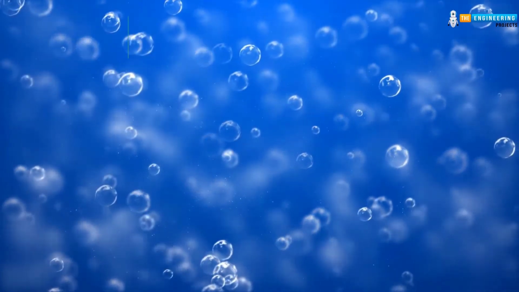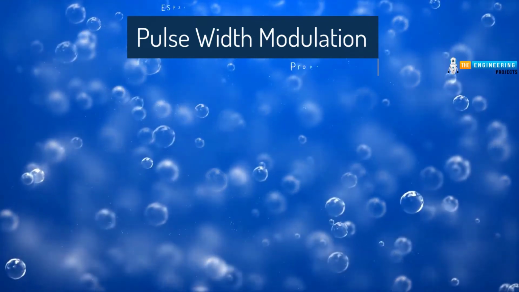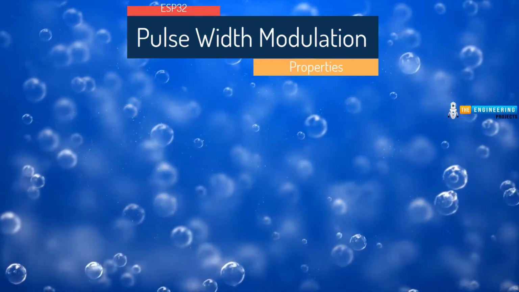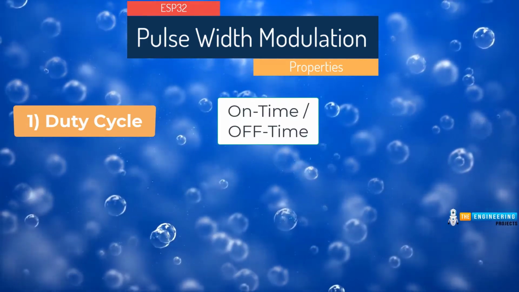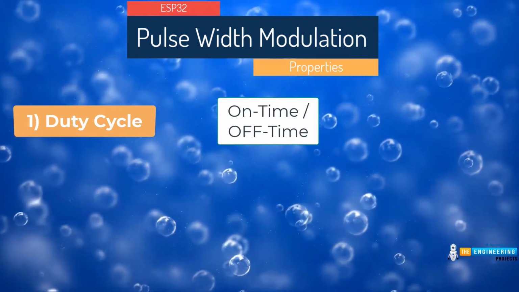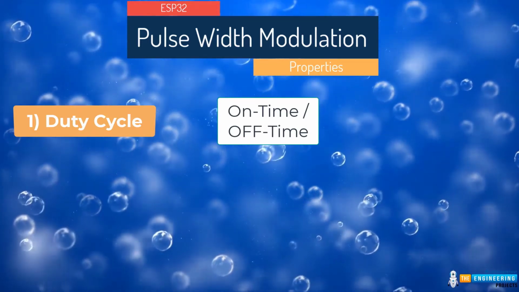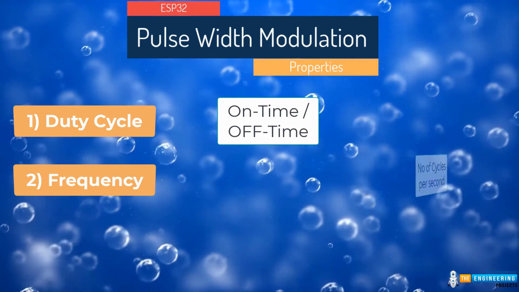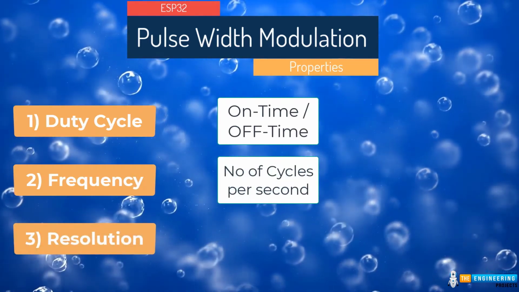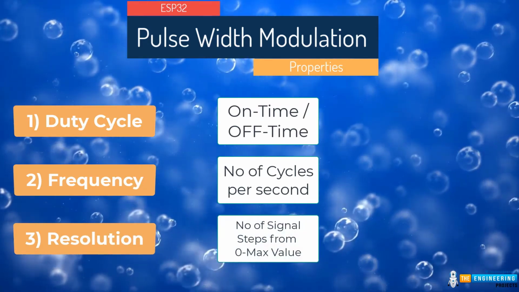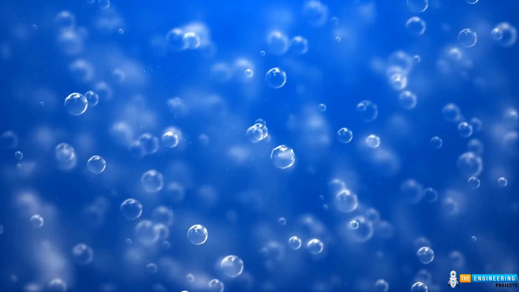The behavior of a pulse width modulated signal can be defined by these three properties. First one is the duty cycle. Duty cycle is the ratio of on time to the off time, and it is always represented in percentage. Next is the frequency, which is the number of cycles per second. And next is the resolution. Resolution defines the number of steps a signal can have from zero to full power.